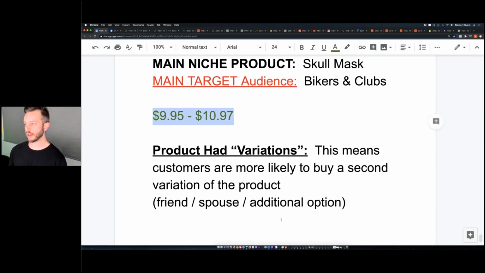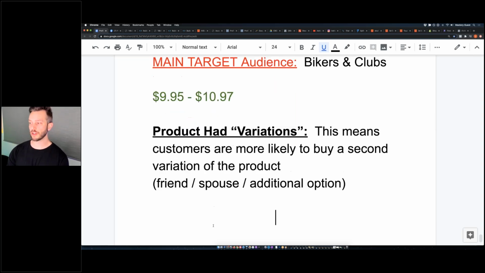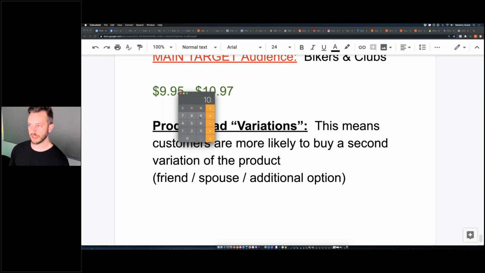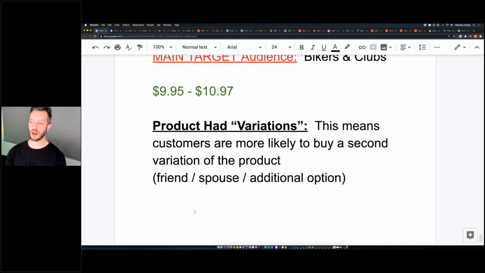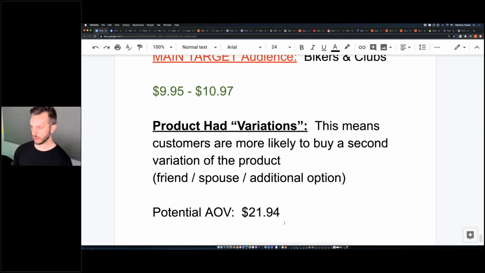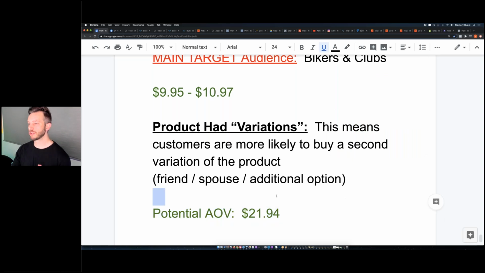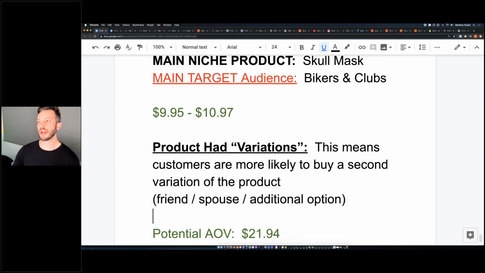Now, because of these product variations, what we're really looking at in terms of the amount of money that we hope to generate from a sale is more in line with, we'll just say, $10.97, because that's what we were selling at, times 2, it's $21.94. Okay, so we're looking at a potential AOV, average order value, of $21.94, was it? Yeah, okay. All right, so that's our potential. For the most part, selling a mask like this, that's the potential average order value if you're selling it as a niche product to bikers.